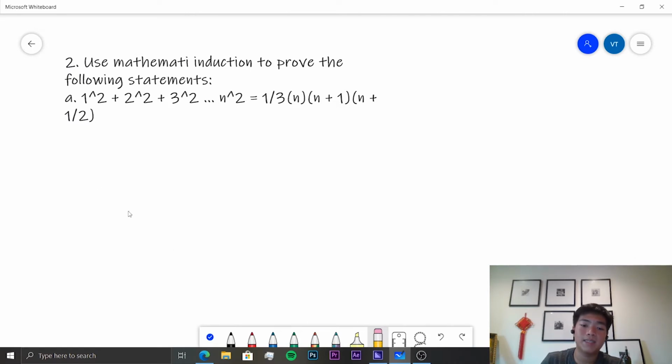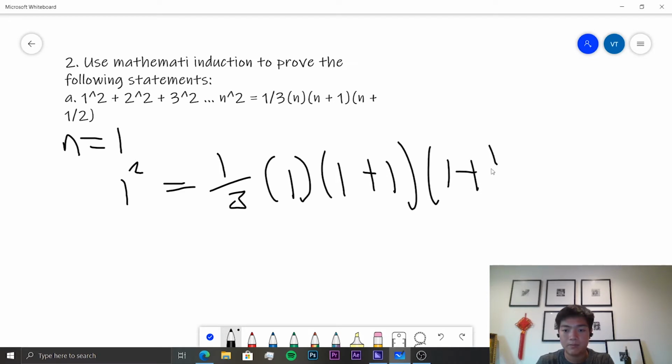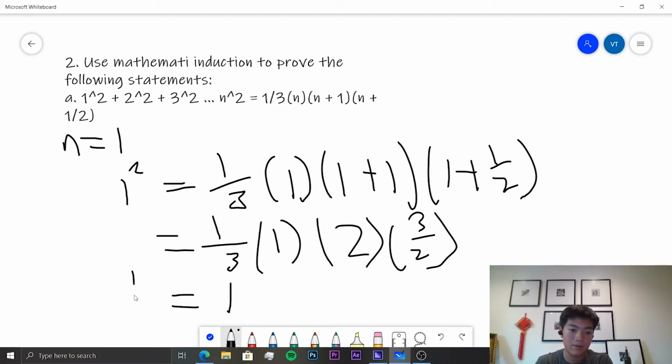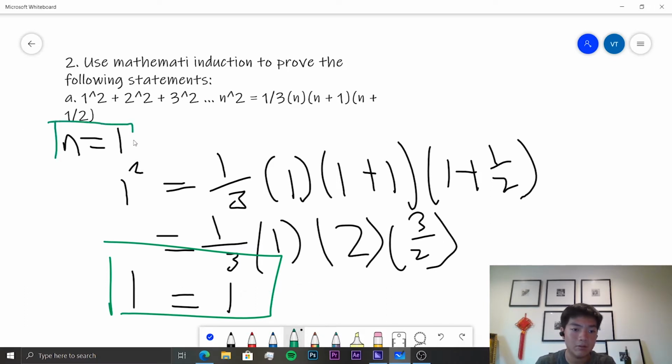So for our basic step, we need to prove this for n equals 1. How do we prove this? Well, we need to simply prove that 1 squared is equal to 1/3 times 1 times (1 plus 1) times (1 plus 1/2). Of course, the left-hand side will be equal to 1. The right-hand side will be equal to 1/3 times 1 times 2 times 3/2, which of course is equal to 1. So we have 1 equals 1, and so that is our basic step proven. We know this case is completely fine for the case that n equals 1.